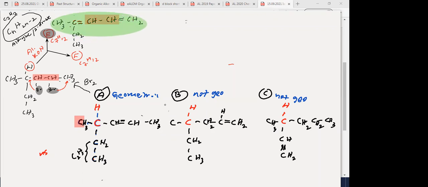I highlighted that one. Then the other possibility: I'll draw the next one. This Br can remove hydrogen in this way. Alternatively, this Br goes with this hydrogen and the other Br goes with the other hydrogen next to that. That is also possible. Then you get a triple bond. This is a very good question.